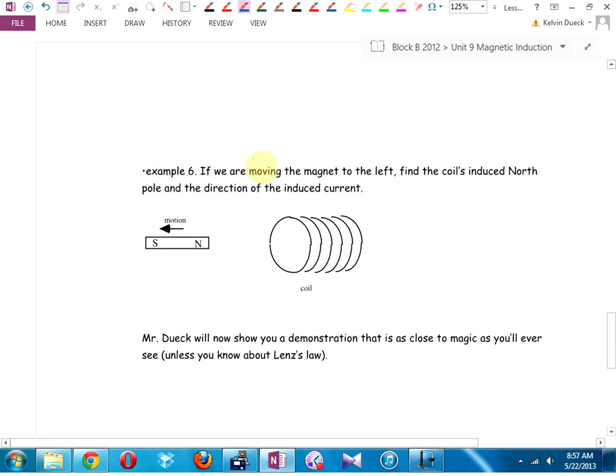Example 6. If we're moving that magnet to the left, find the coil's induced north pole and the direction of the induced current. Always look at, if it's the side-on view, the pole that's closest to the coil. I don't care about that south pole, I'm looking at that north pole. How is that north pole moving? Towards or away? What would resist a north pole moving away? Figure it out. Try it on your own, I'll do it up here.